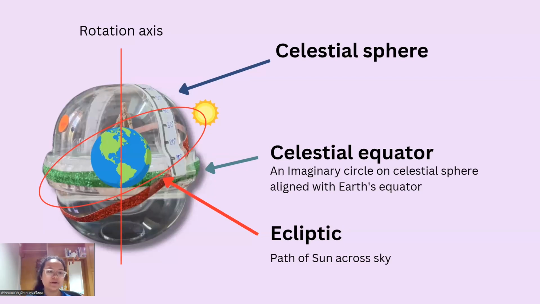So this is our DIY celestial sphere. A celestial sphere is an imaginary sphere around us, like in the sky. Our celestial sphere model has a green line to depict the celestial equator, an imaginary circle on the celestial sphere aligned with the Earth's equator. And then we have a red line to depict the ecliptic, which is the path of the sun across the sky.